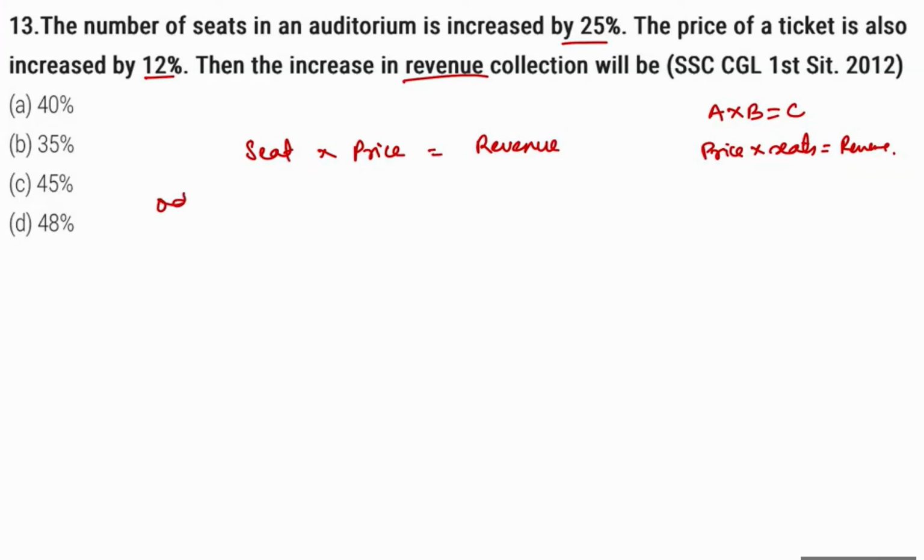Seat old and new: the seats increase by 25%, and the price increases by 12%. Take the old as 100, then the seats become 125 and the price becomes 112%. Revenue is 100 into 100, and the new revenue is 125 into 112.